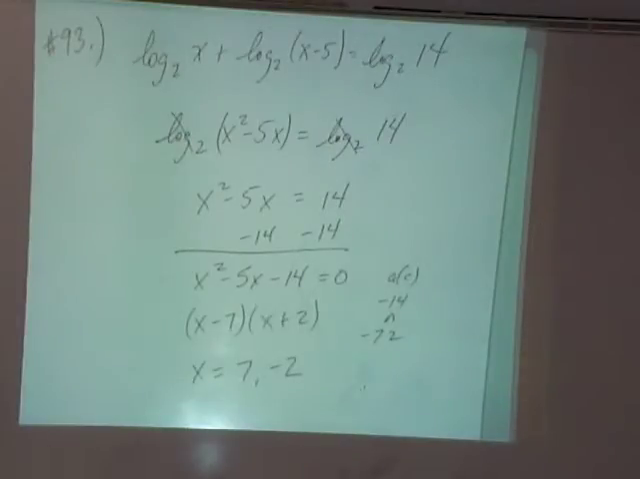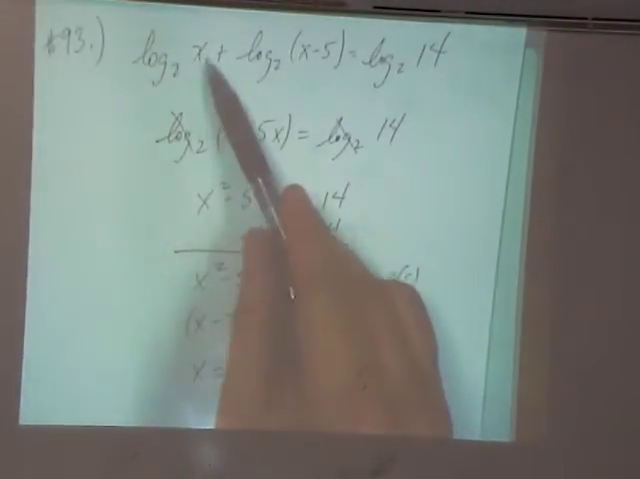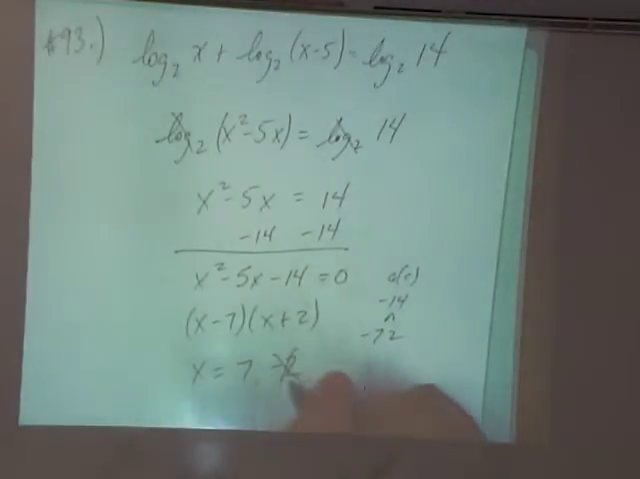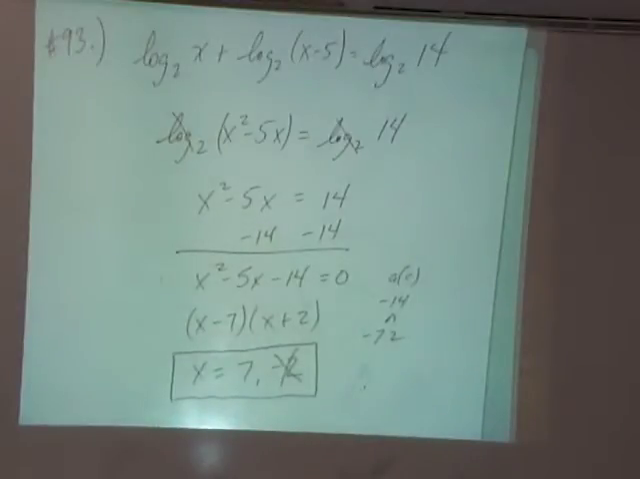However, you cannot take the log of a negative number. If you look up in the problem, it's log base 2 of x, so my x value cannot be negative. So x is equal to just 7. The negative 2 doesn't work because you're taking the log of x, and you cannot take the log of a 0 or negative number. Okay? Any questions on 93 before we move on?